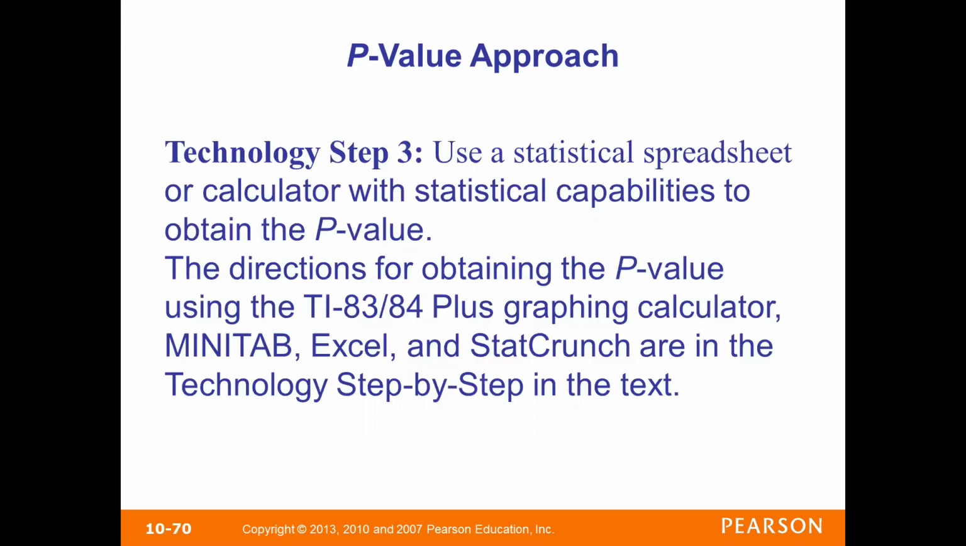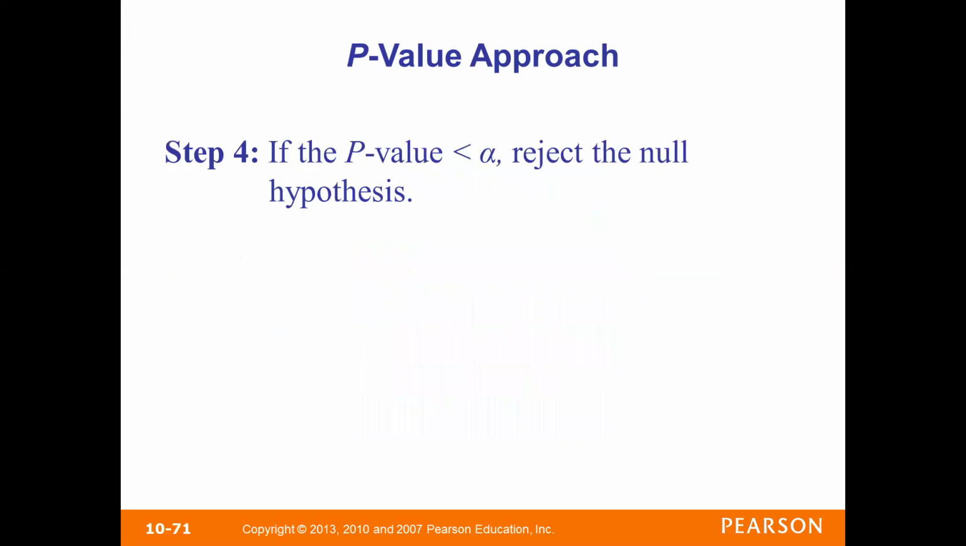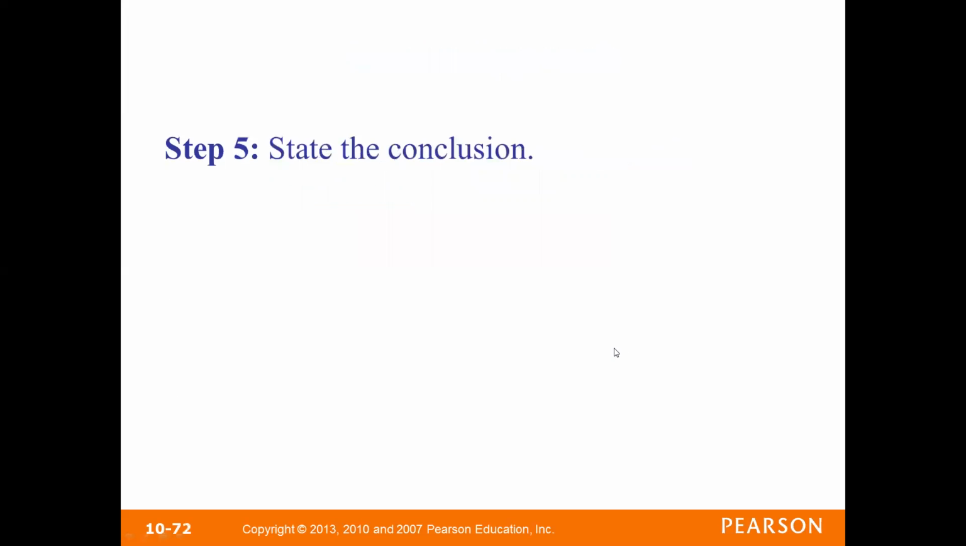We can also use StatCrunch to help us out, or our calculator or Minitab, or any number of other statistical tools that will do the test for us. And we'll see some of that in lab. If the p-value is less than alpha, we'll reject the null hypothesis. And just as before, we'll state a conclusion based off of either the fact that our test statistic is bigger than or less than some critical value, or our p-value is less than alpha or not less than alpha.